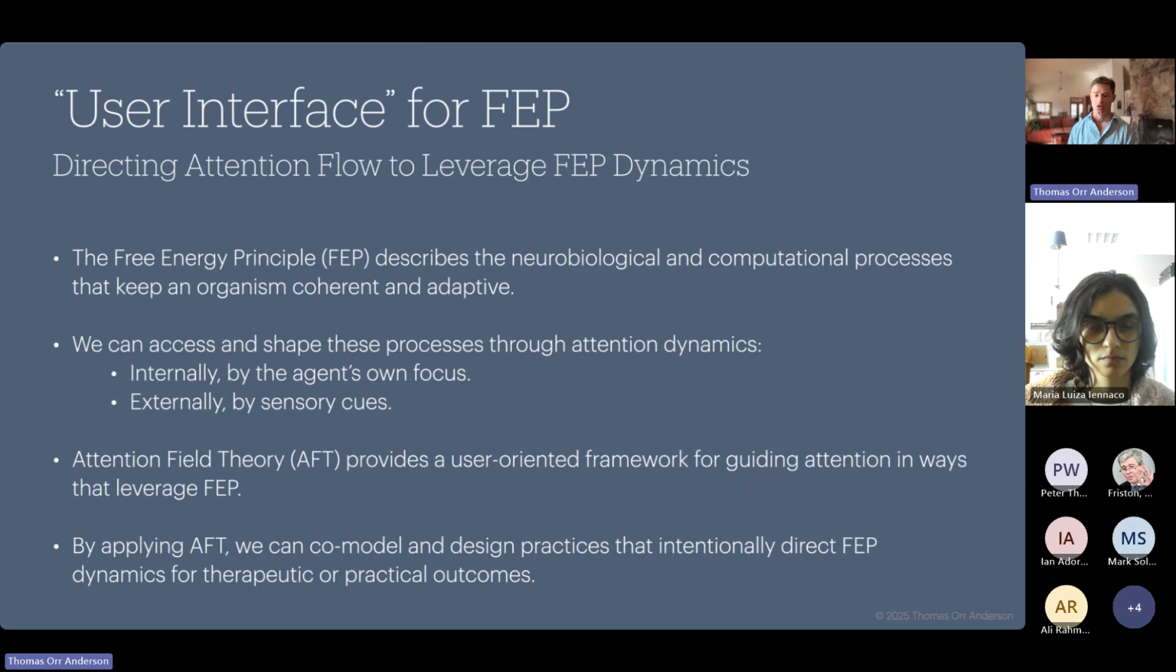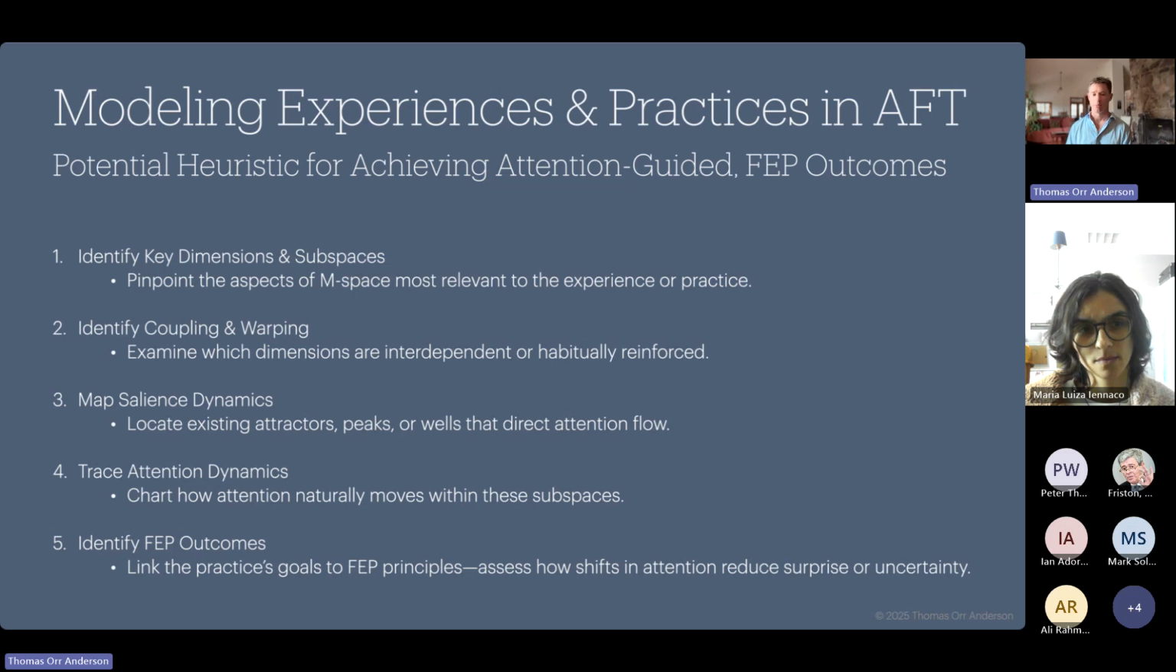So attention field theory provides a user-oriented framework for guiding attention in ways that potentially leverage the FEP underpinnings. And also by applying AFT, we can co-model and design practices potentially that intentionally direct certain FEP dynamics or active inference dynamics for therapeutic and practical outcomes. So this is a proposed heuristic for this. Essentially, first, identify key dimensions and subspaces. For example, you might consider body space. This applies to the Qigong practices I referred to earlier. It's a subspace of our model. What's the domain of our body awareness? We could call that body space, being a slice, so to speak, of model space.